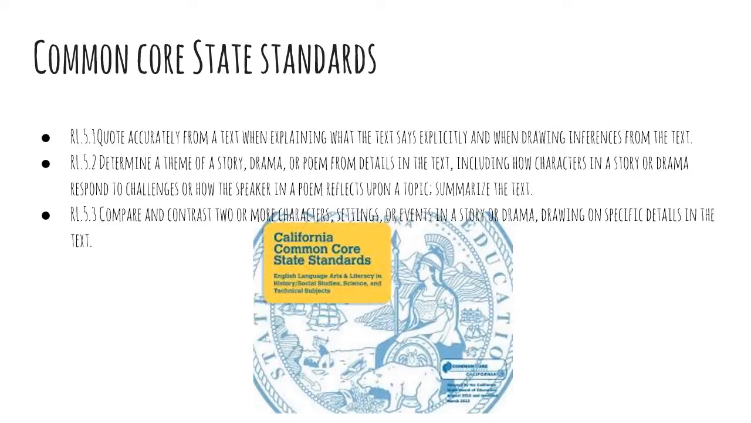The Common Core state standards related to this unit are Reading Literature 5.1, quote accurately from a text when explaining what the text says explicitly and when drawing inferences from the text. Reading Literature 5.2, determine the theme of a story, drama, or poem from details in the text, including how characters in a story or drama respond to challenges, or how the speaker in a poem reflects upon a topic, and summarize the text. And Reading Literature 5.3, compare and contrast two or more characters, settings, or events in a story or drama, drawing on specific details in the text.